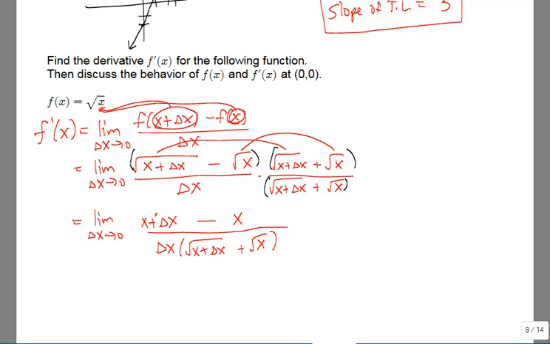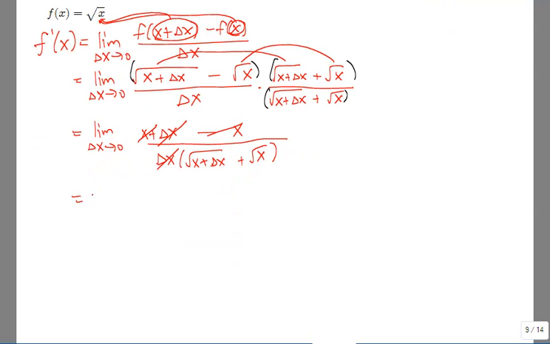And what we'll see is that our x's cancel on top, which means that we're left with just a delta x on the top, which can then cancel the delta x that we have on the bottom. So don't forget, what's left in the numerator? A 1. And that means this conjugate that we had is still in the bottom. Don't try to move it up to the top. It's still in the bottom. But since those delta x's have canceled, we're ready to plug in 0 for delta x.